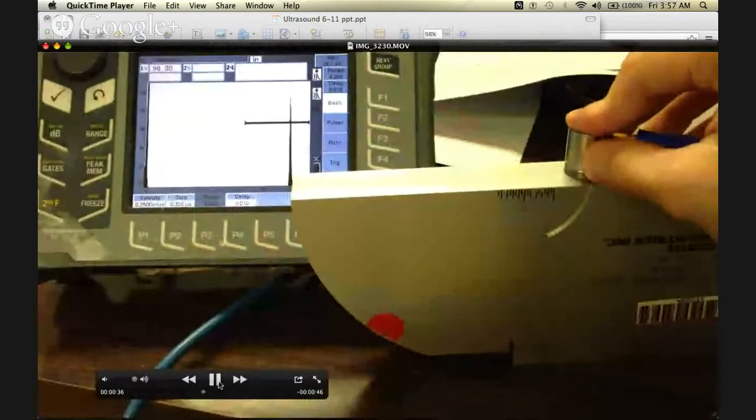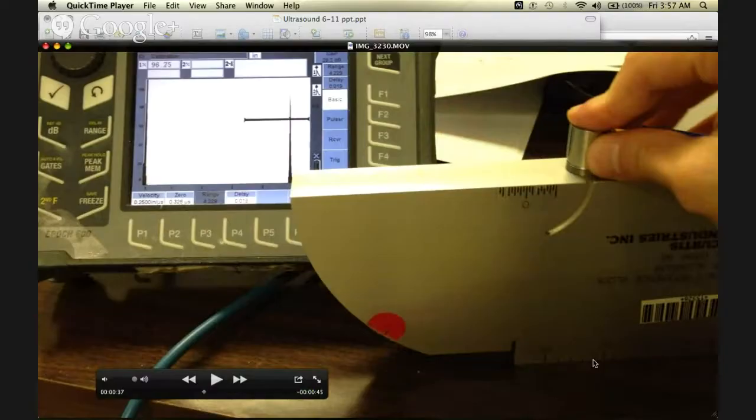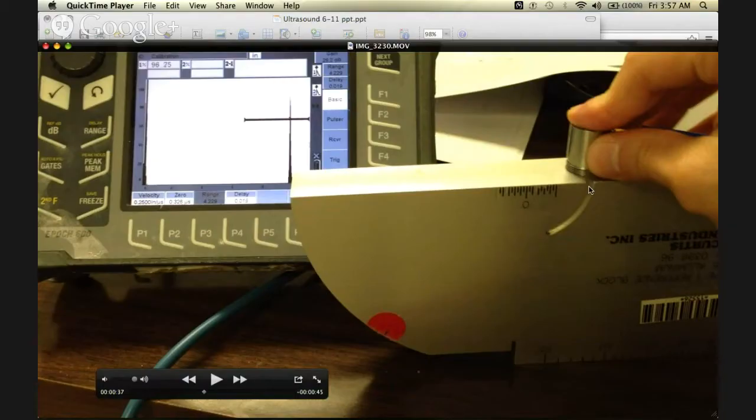Do I have a notch on the back here? No, right? All my sound is traveling all the way to the back and coming back up. So this block should be about 4 inches. If my range is from 0 to 10, it's 10 inches, and my spike is showing almost at 10, then this is about 4 inches.